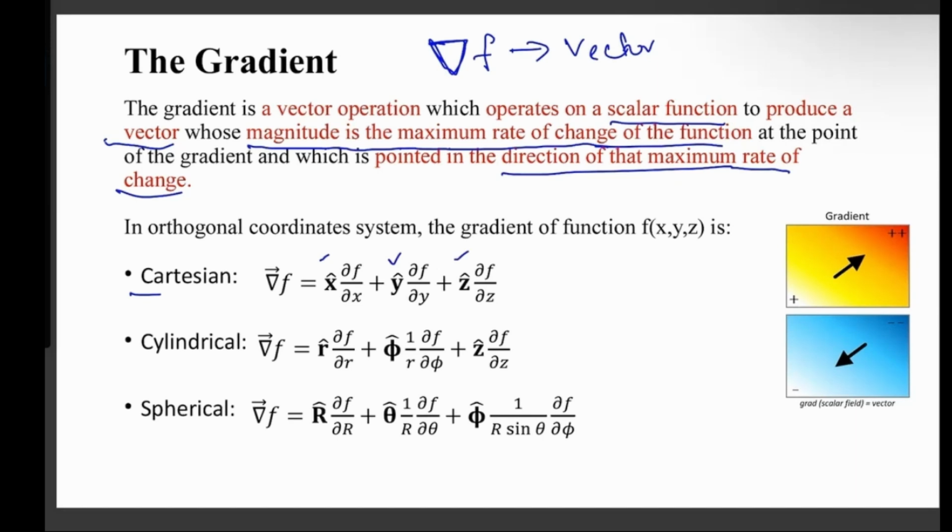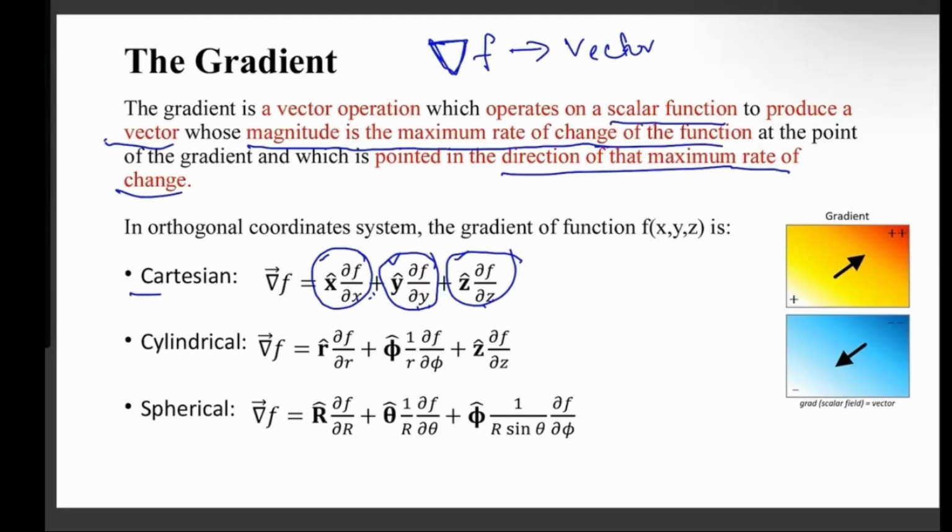Only for Cartesian coordinates, we have x, y, and z. So we do the partial derivative with respect to x, letting y and z be constant, and then we add the partial derivative with respect to y, with z and x constant, and also the partial derivative with respect to z, with y and x constant. Then we add all together, and it becomes the gradient of our function.